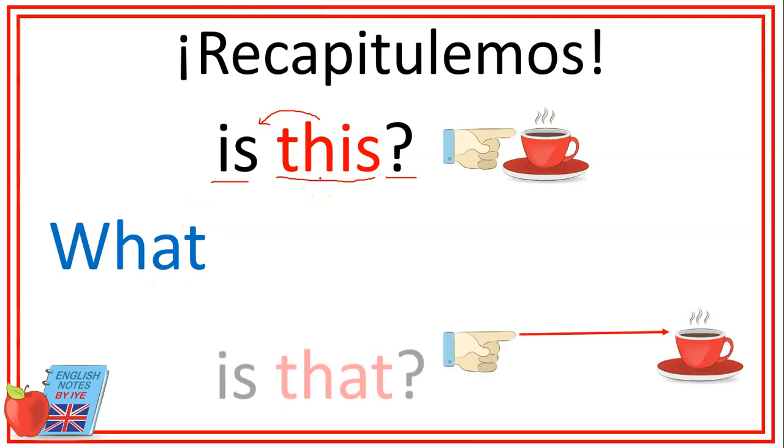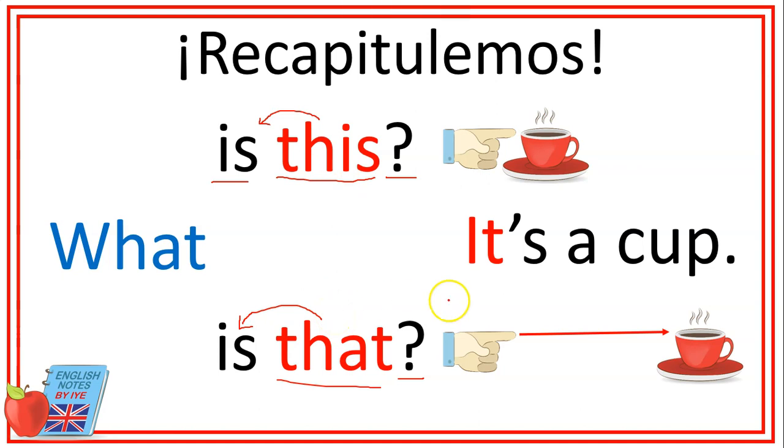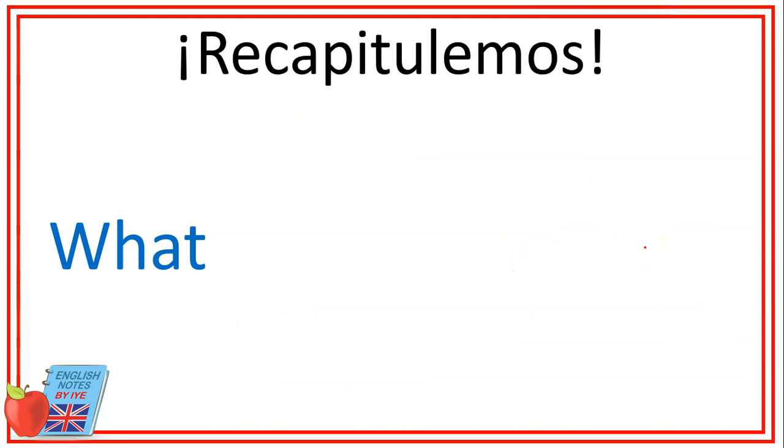Ahora, otra pregunta sería, what is that? Utilizamos that porque el objeto es singular y está lejos. Recordemos nuevamente, el verbo to be va antes del sujeto cuando hacemos preguntas en inglés. Ahora, this and that se utilizan solo para identificar. Una vez que el objeto ya está identificado, lo cambiamos por el pronombre it. Entonces responderíamos, it's a cup. ¿Ok? Recapitulemos ahora el plural.